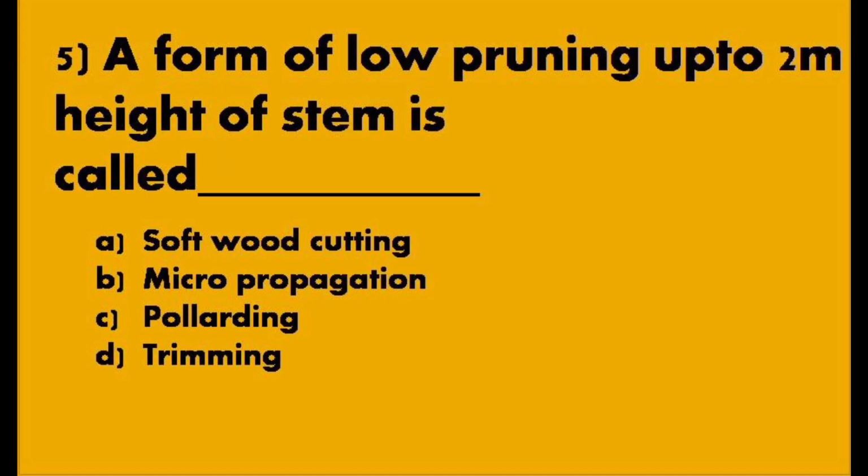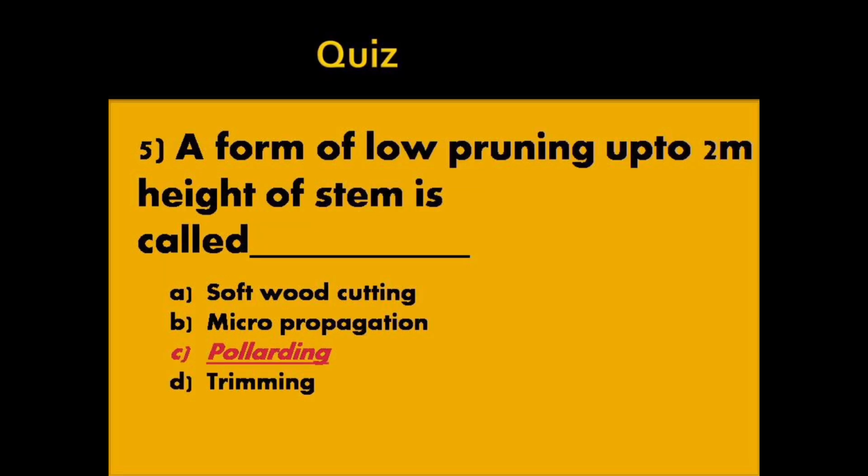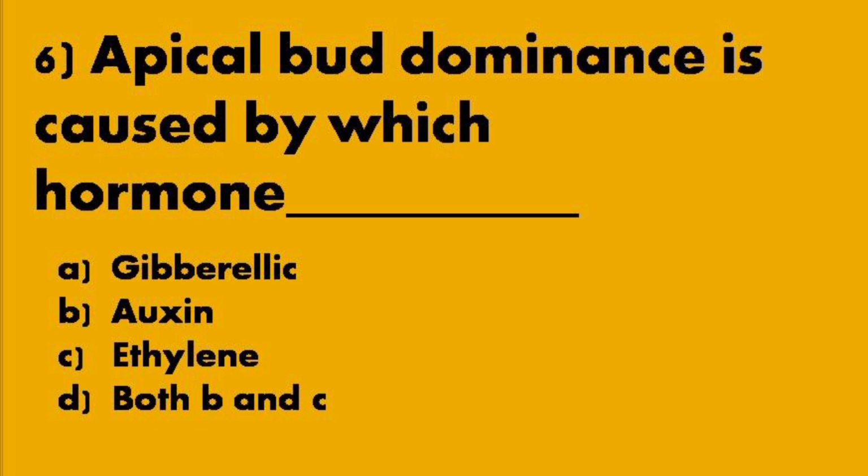Fifth question, a form of low pruning up to 2 meter height of stem is called dash. Option A, softwood cutting. Option B, micropropagation. Option C, pollarding. Option D, trimming. Answer, option C, pollarding. Sixth question, apical bud dominance is caused by which hormone?